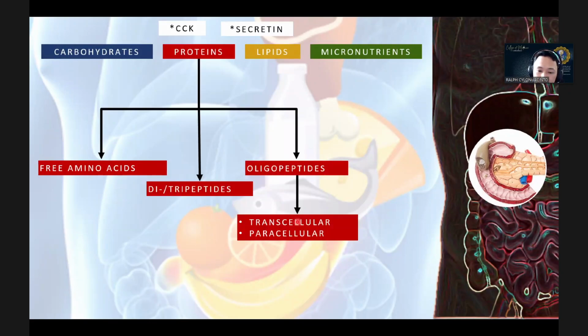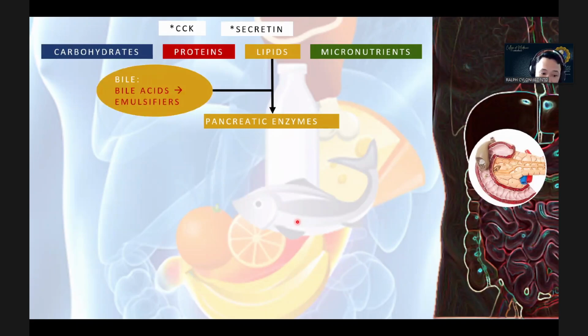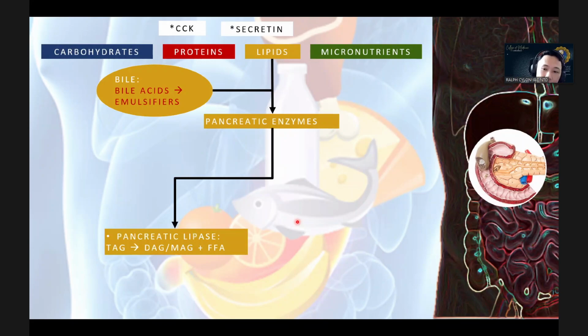Okay, so this is the products of your protein digestion. Now, with regards to lipids, this is a little bit different because, again, for lipids to be acted upon by your enzymes, specifically your pancreatic enzymes, what would be the process first prior to the action of your pancreatic lipases? They must be emulsified, and the emulsifier are your bile acids. So, once you have your emulsified fats, it's acted upon by your pancreatic enzymes.